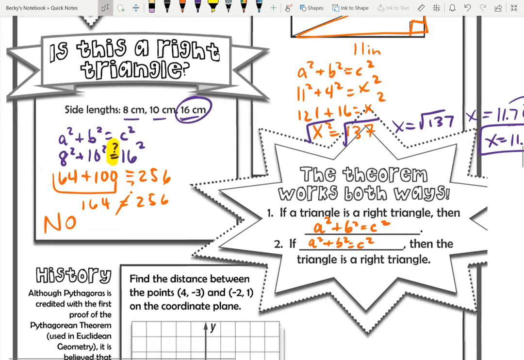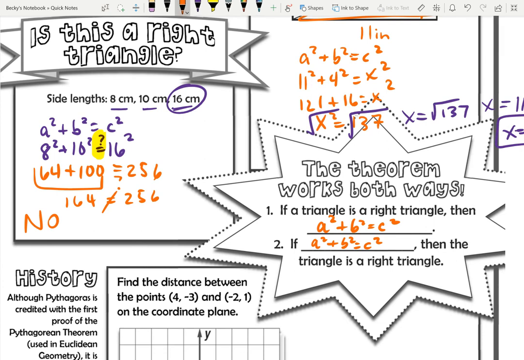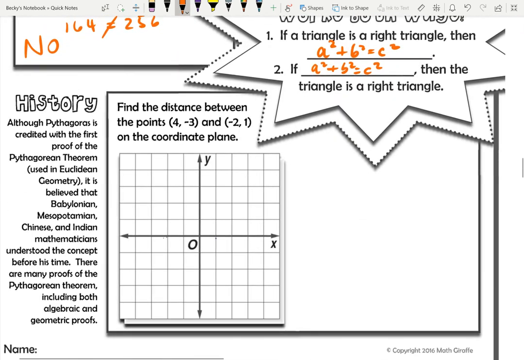Now, I already filled it in over here, but it says this theorem works kind of two ways. If it's a right triangle, then you can find a missing side using the equation. But just like we practiced, if you have the equation, you plug in the numbers, then you can decide if it's a right triangle. So we have one more example. And what we're going to do is we're actually going to find the distance between 2 points. And we can do that with Pythagorean. We don't really need the distance formula for that.